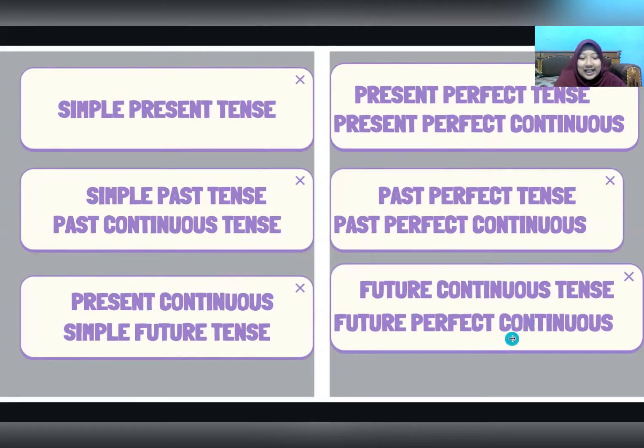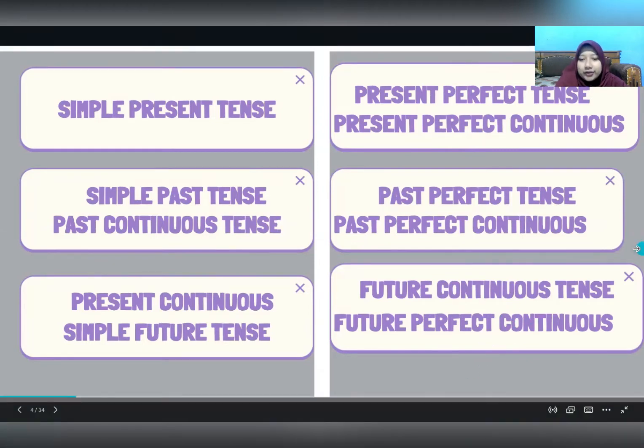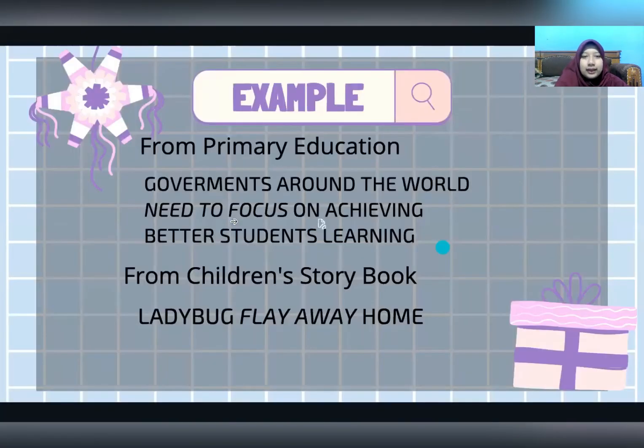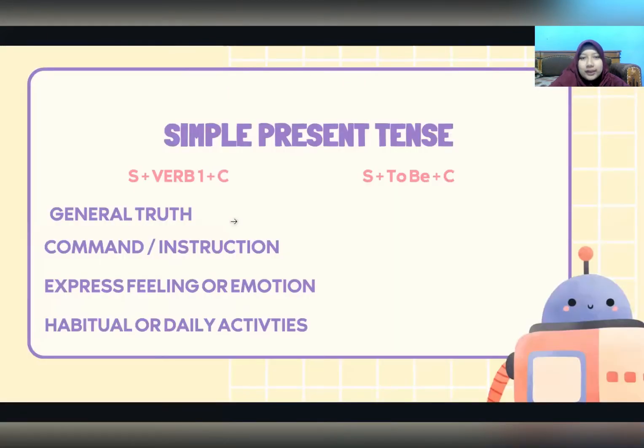But not only that, there is one more tense that I will discuss today. The tenses are conditional tenses type 1, type 2, and type 3. So those are the tenses that I will discuss today. Okay, let's start with the simple present tense.